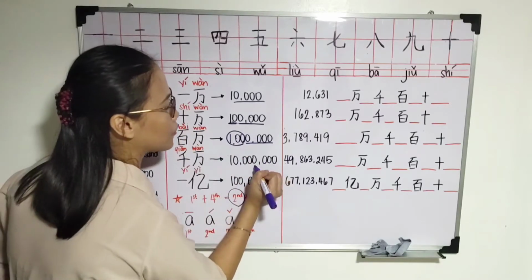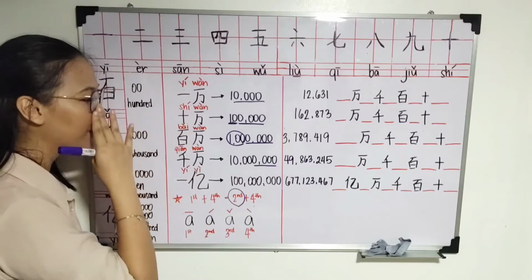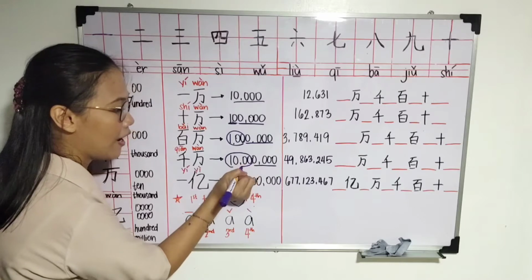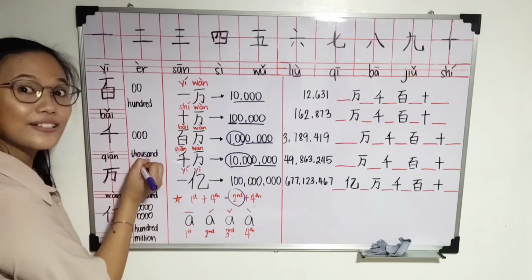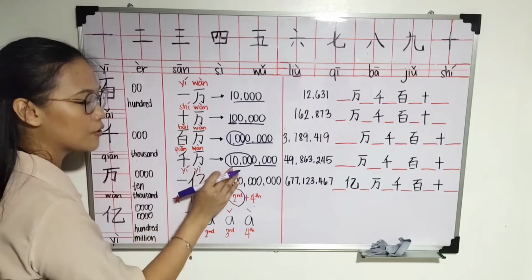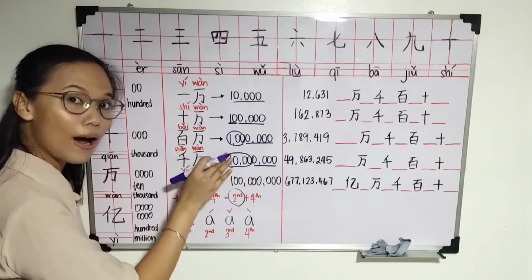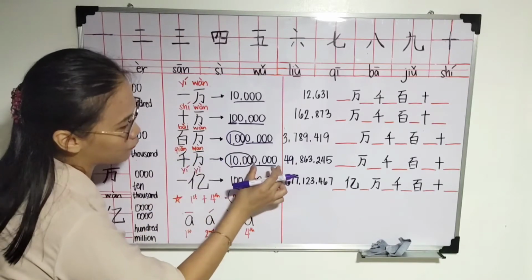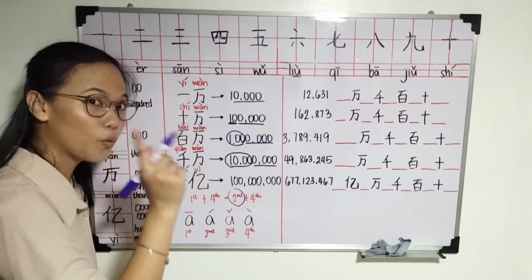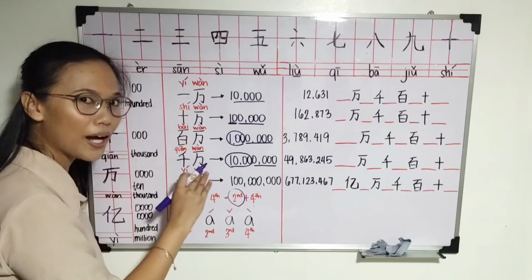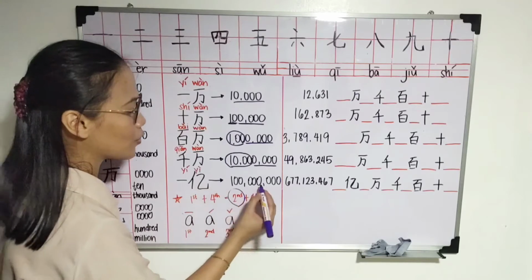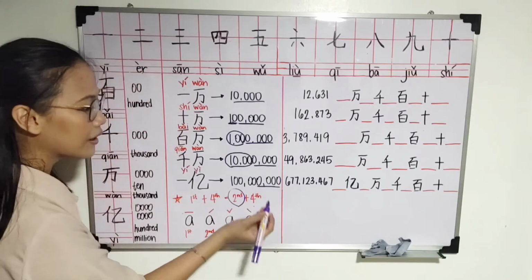Remember, we take out the 4 zeros because this is wan. And then the remaining is how many? 1,000, right? So how do you read this? Thousand ten-thousands. If you read 10 million, it is 1,000 ten-thousands. So it has 4, 5, 6, 7 zeros. Now, when you reach 8 zeros, that is 100 million. That's the only time you will omit the 1, because now it becomes yi.